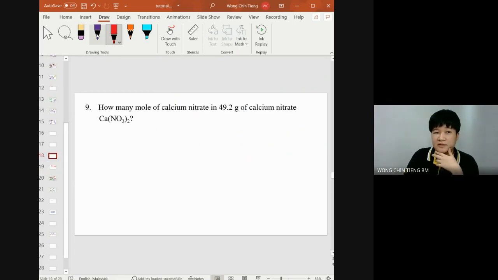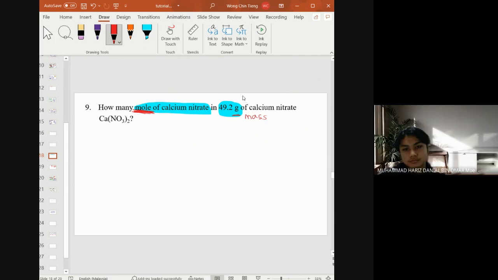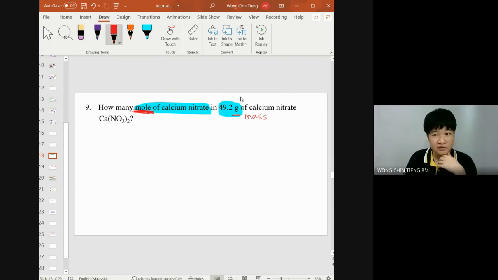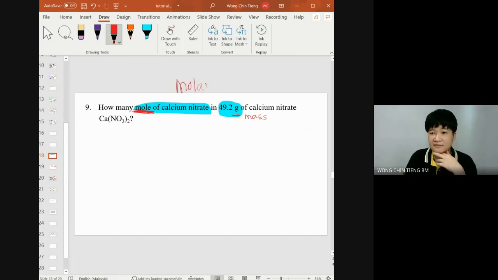Next. Soalan minta mole of calcium nitrate. Senang kalau tanya mole, senang lah. In 49.2 gram, soalan ni senang. Soalan bagi mass. Soalan tanya mole. What is the conversion we use? Molar mass. Easy.